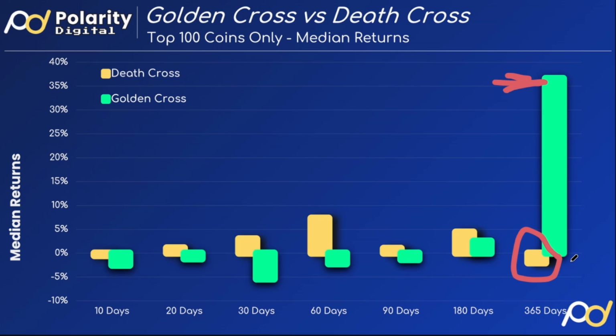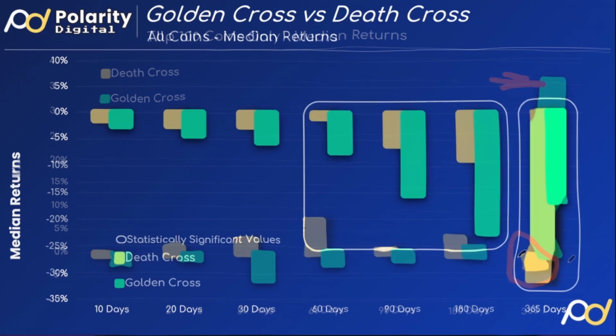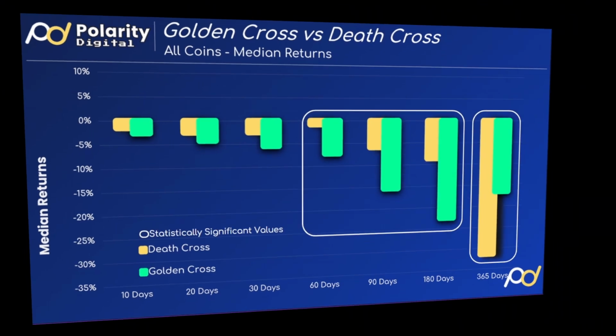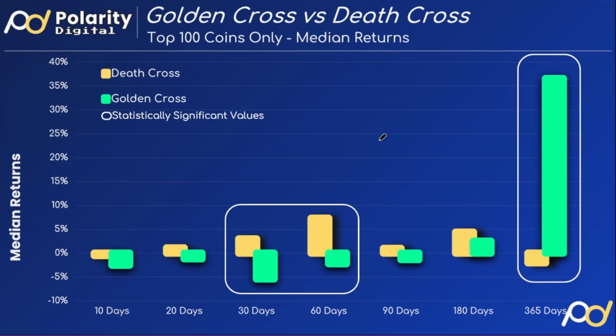So this is indicating to us that whether we're looking at all coins or only the top 100, it doesn't really favor the Golden Cross until you get all the way out to the 365-day return level. The Death Cross is actually a more short-term bullish signal than the Golden Cross is, okay? And that makes a lot of sense.